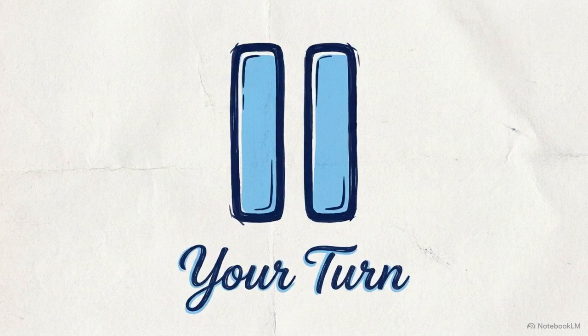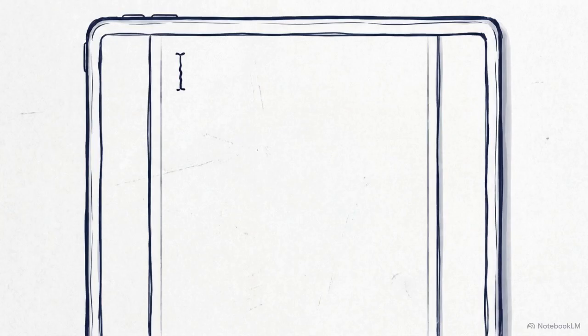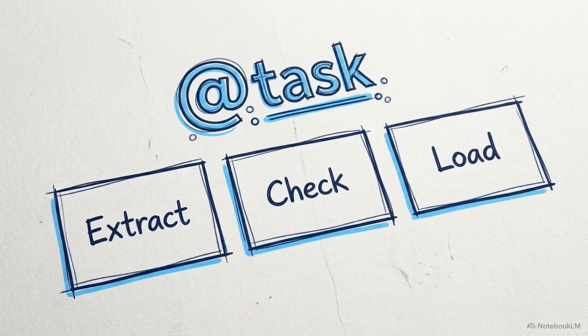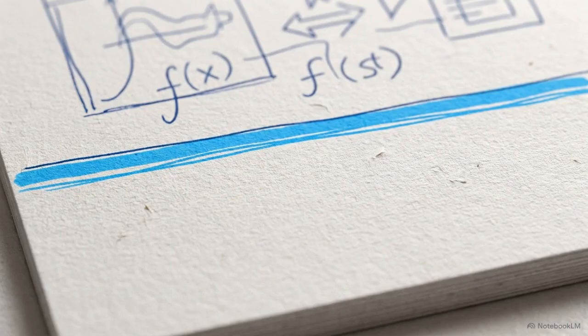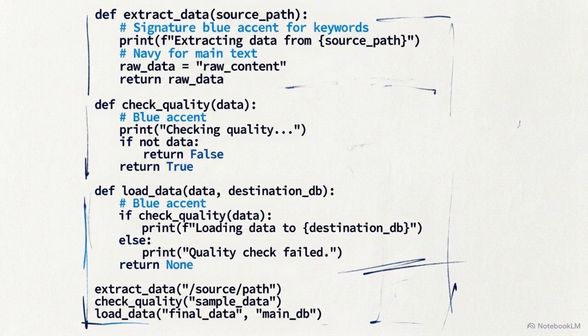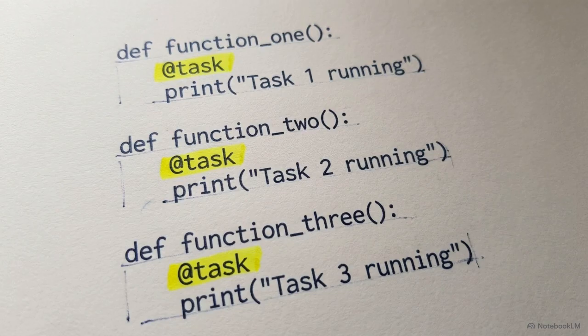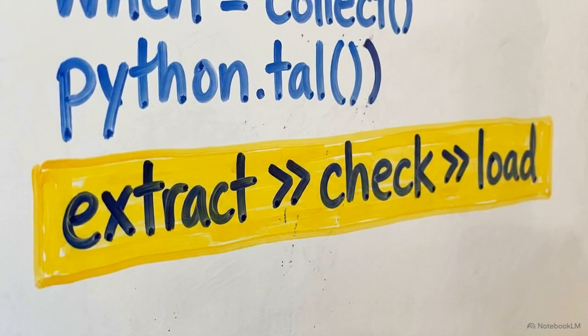Pause the video here. Using a blank document, write the basic structure for a 3-step daily pipeline: extract, check quality, and load, using the TaskFlow API decorator. Make sure to define your Python functions, and at the very bottom, write the precise line of code to set the execution order. This image shows the correct structure you should have written. You have 3 distinct Python functions declared with the decorator, and the critical bit shift sequence at the bottom to lock in the execution path.